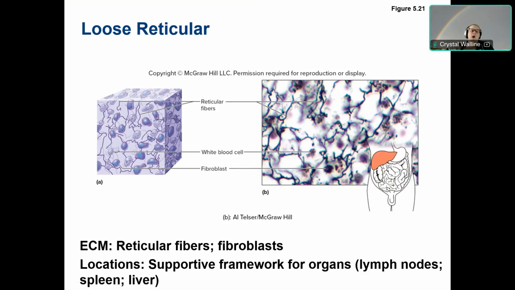Our last example of proper loose connective tissue is the reticular tissue. And this has a lot of those thin branched reticular fibers. Reticular fibers are really, really good at providing structure and support. So they are used as a supportive framework for a lot of your organs, including your lymph nodes, your spleen, and your liver. Again, you see a lot of ground substance in this extracellular matrix. The reticular fibers are not packed really tightly together. So this is why it's an example of loose reticular.